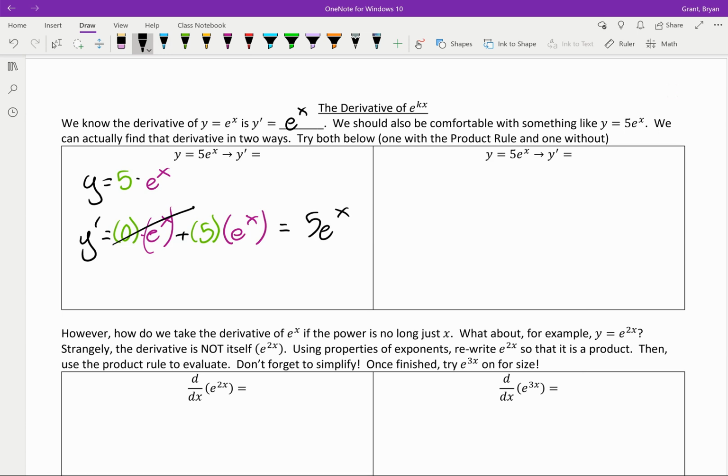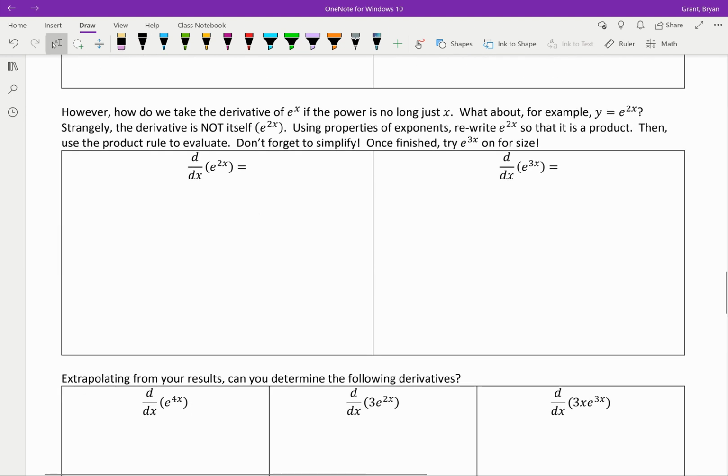Could we have done it in a faster way? Certainly. 5e to the x, 5 is a constant. The constant has no effect, it just hangs out. And then we just say, what's the derivative of e to the x? It's just e to the x. Cool. Done. Same answer. But something kind of weird happens when you go to take the derivative of e to the x when the power's no longer just x. Oops, this should say longer, but I will fix that next year.